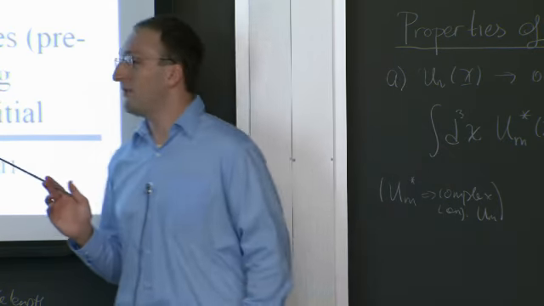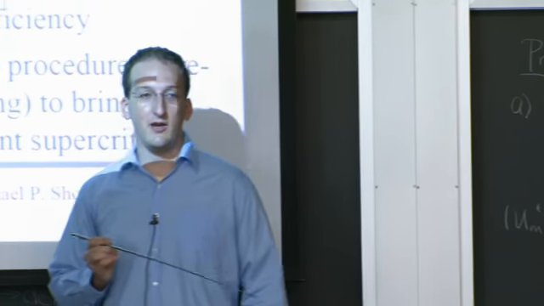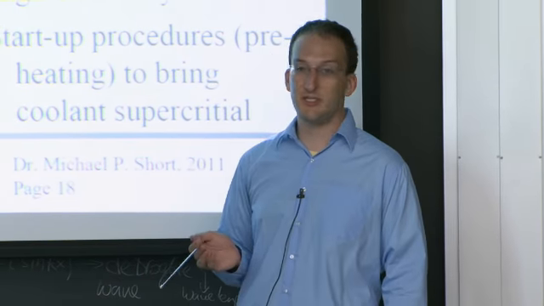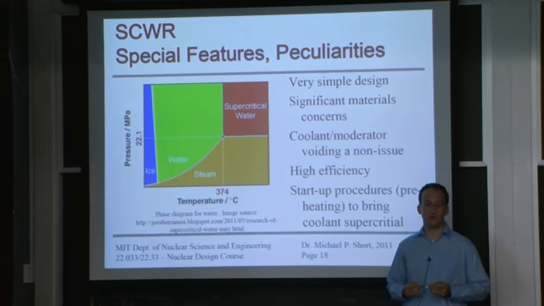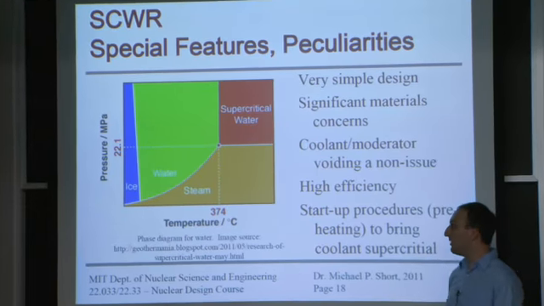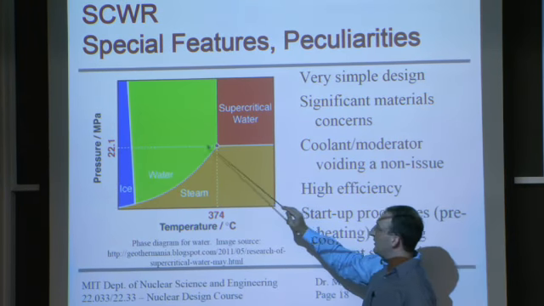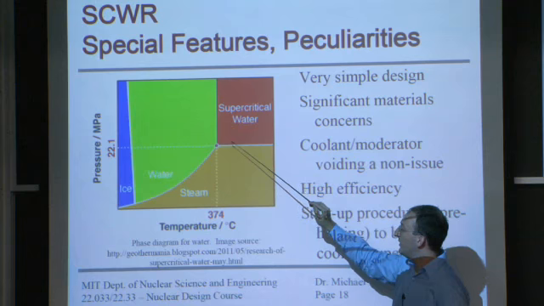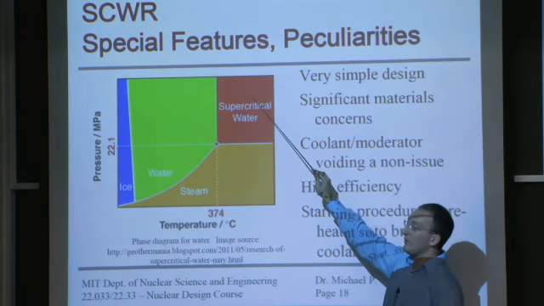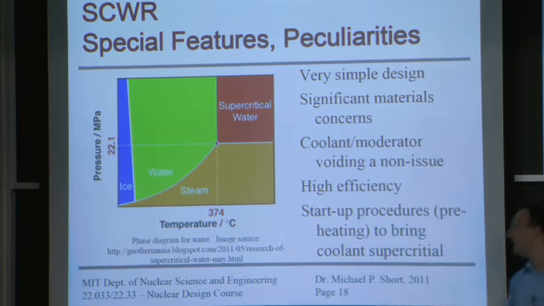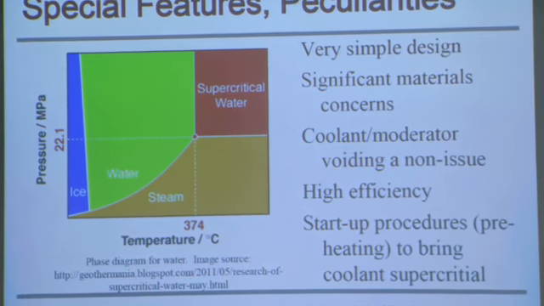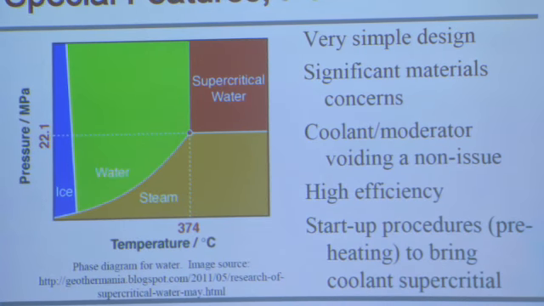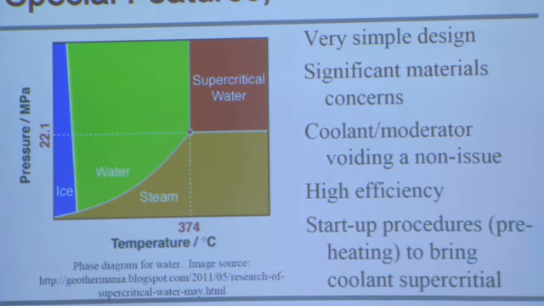So just for reference, I put up the phase diagram for water here. A lot of other materials have supercritical points like CO2. There are designs that have been proposed with supercritical CO2, but there are some corrosion problems there. So I just put water up for now. At 374 C and 22.1 MPa, there's no real line between liquid and gas, and we just call it supercritical water. It's a very simple design. There are significant materials concerns, and there are some folks here that are working on materials corrosion in supercritical water.